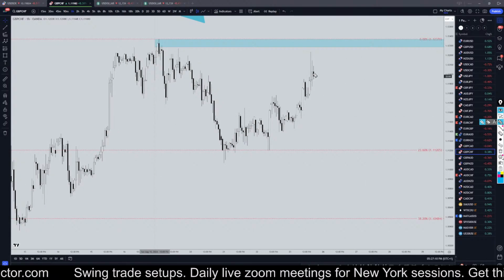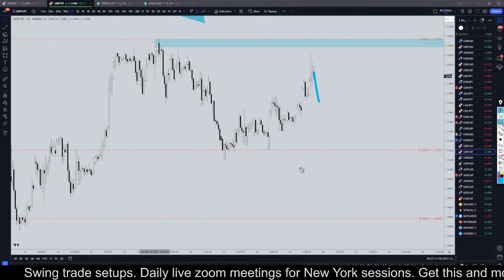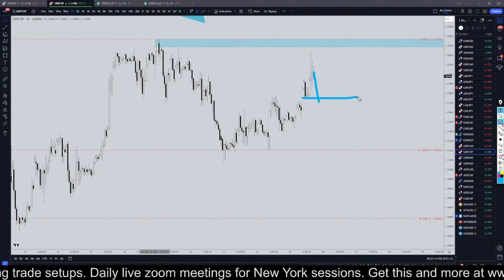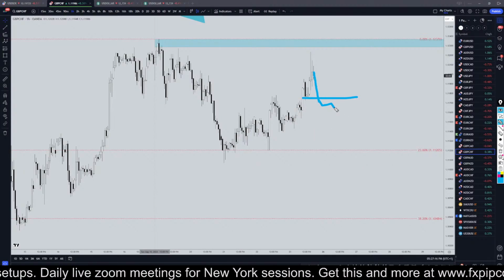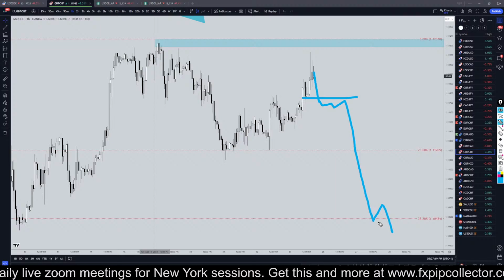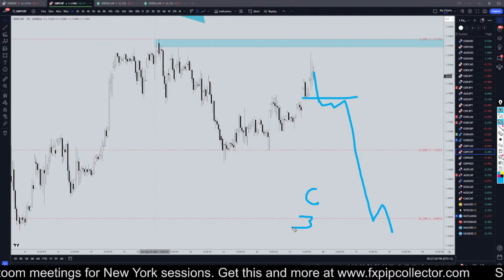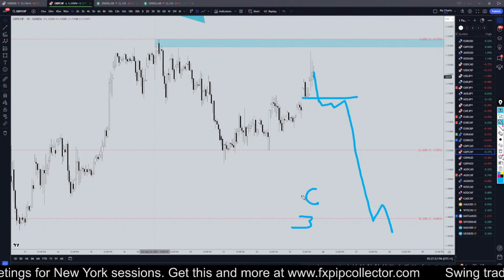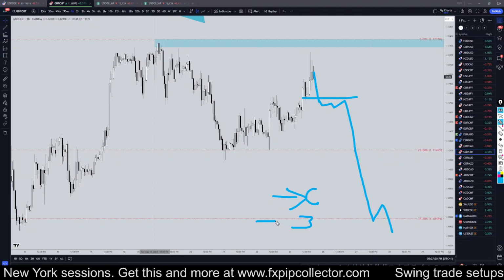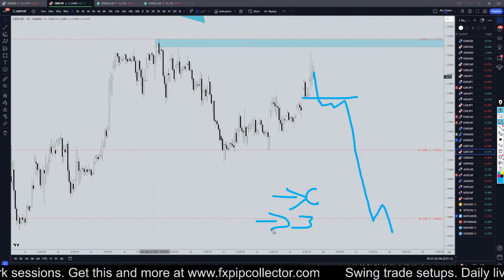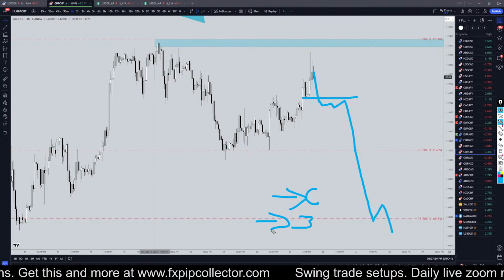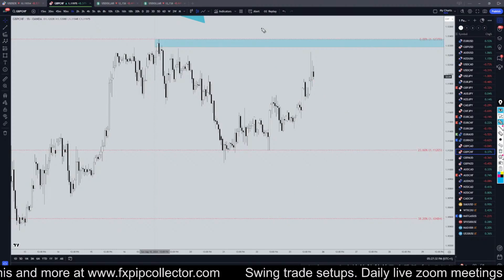I am kind of waiting for a short. I'm waiting for a nice engulfing move to the downside. I'd like to see a break of structure for a shorting opportunity. Like I said, it's either going to be a wave C or a wave 3, but I definitely will go short and hopefully learn and earn at the same time, whether it's a wave C or a wave 3. And those are actually my favorite trades too, when you don't really know what's coming next.